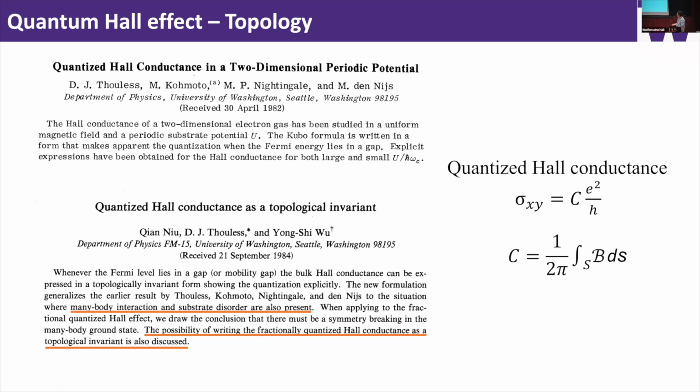And a couple of years later, in a second paper, David and his collaborators extended this TKNN formula into the situation including many-body interactions and also substrate disorder. What they found is that in this case, the fractional quantum Hall effect can also be described by these formulas. So basically, this Chern number is not only an integer, but it can also be a fractional number. So the essence of these two papers is basically saying that this quantized Hall effect has a topological origin in the system.